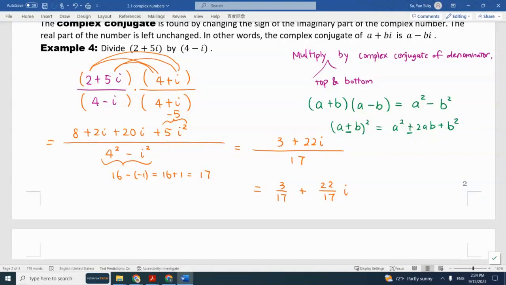Multiply the top and bottom by the complex conjugate of the denominator. Okay? Because we want to get rid of the i in the denominator. We know there will be i in the numerator. So the numerator is okay, but in the denominator we don't want to see it.